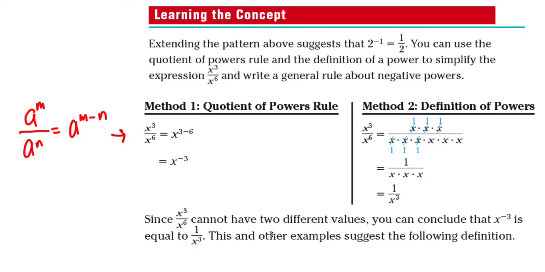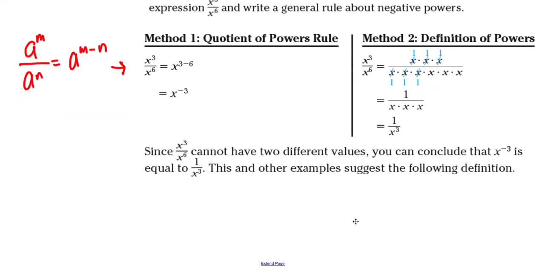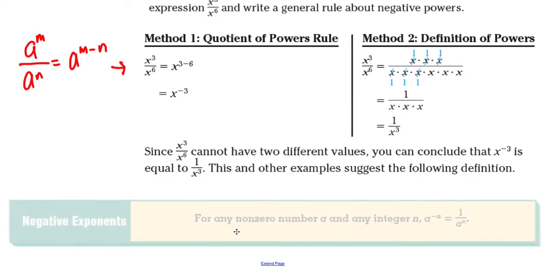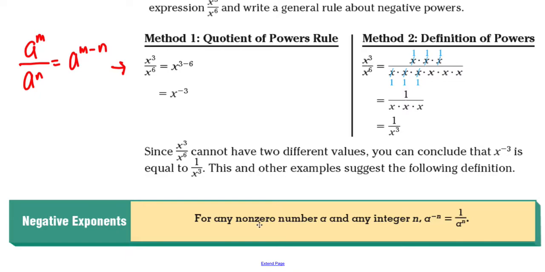This and other examples suggest the following definition. After using method 1 and method 2, we can now define negative exponents, which means for any non-zero number a and any integer n, a to the negative n is equal to 1 over a to the nth power.